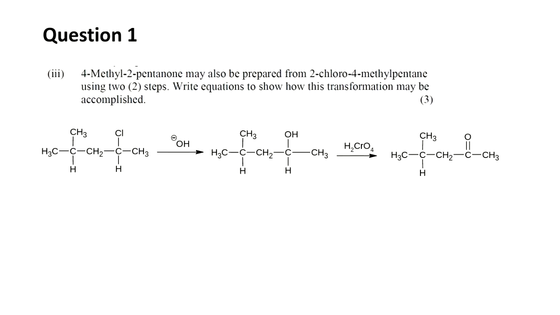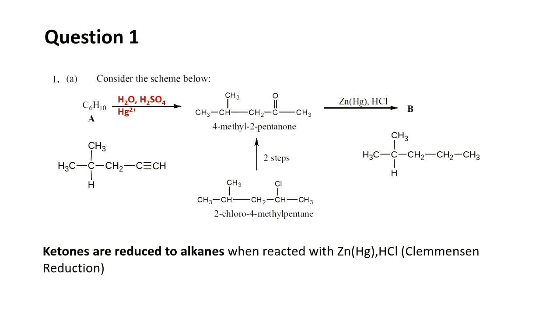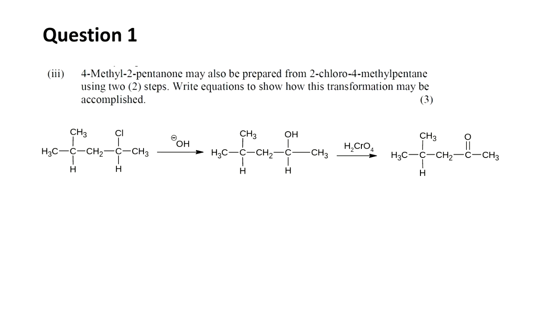The other part of the question, I think I may have skipped a slide. Okay, well, the other part has to do with the reagent. The third part of the question now, you're told that 4-methyl-2-pentanone could also be prepared from 2-chloro-4-methylpentane. You're asked to use 2 steps, and to write equations to show how this transformation could occur.